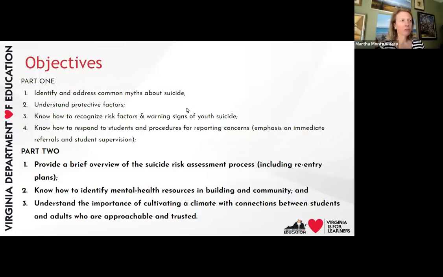You are in part 2 of a 2-part series, and if you are just joining this, we encourage you to go back to part 1, where we talk about more of the prevention piece in suicide prevention. Today, we are going to talk more about intervening in a suicidal situation. So we'll talk about suicide risk assessment, including reentry plans, how to identify the mental health resources that are available within your community and in your building, and then also developing that understanding of cultivating that climate where connections between students and adults who are approachable and trusted can help build those protective factors.